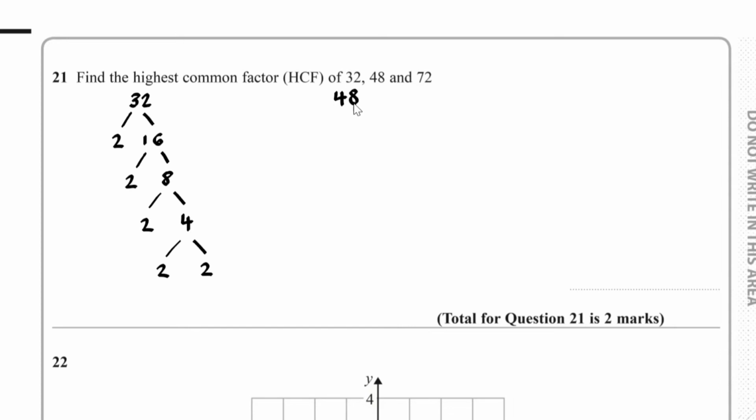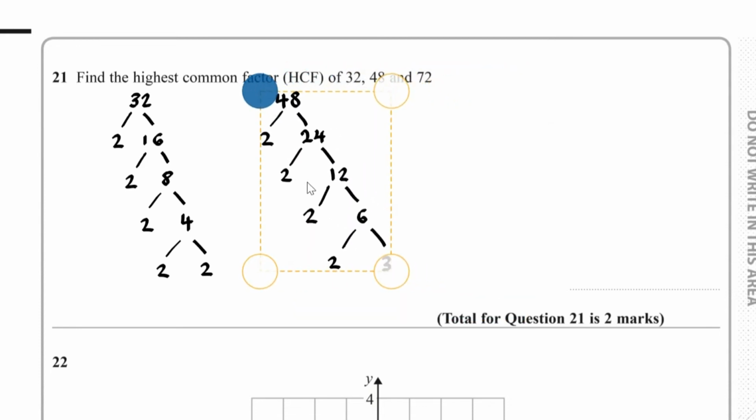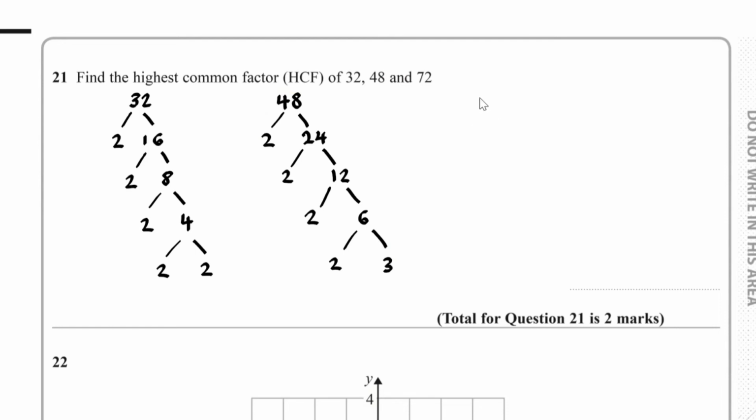Similarly for 48, we would have 2 times by 24. 24 we can split up as 2 times by 12. 12 we can split up as 2 times by 6, and 6 we can split up as 2 times by 3. And the 72, we've got 2 times by 36. 36 is 2 times by 18. 18 is 2 times by 9. 9 is the same as 3 times by 3.